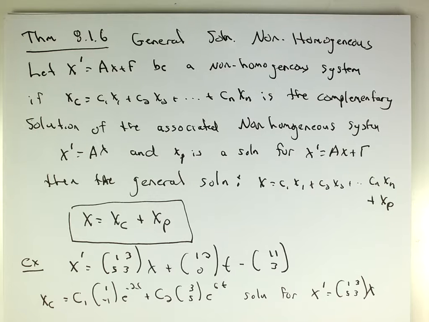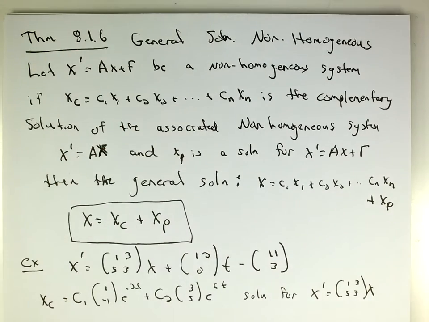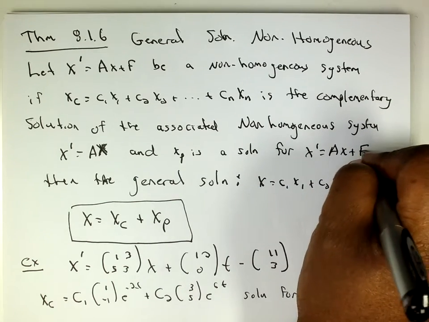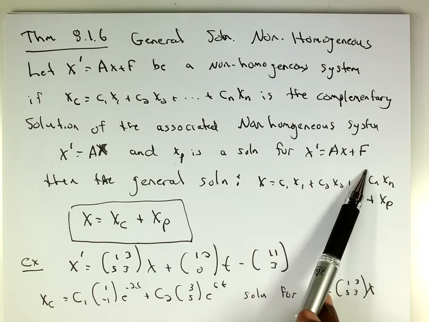We let x prime equals ax plus f, or f of t, you can write it as, be a non-homogeneous system. And then we already find our xc. So we found xc for the complementary or characteristic equation is c1x1 plus c2x2 up to cn xn, depending on how many variables we have. The solution of the associated homogeneous system, x prime is equal to ax. And xp is that particular solution for the non-homogeneous. So xp is a solution for x prime equals ax plus f of t.